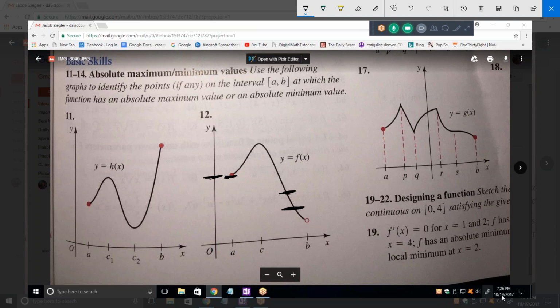Clearly, this value here is less than this one. Yeah. But it's not an absolute minimum. I don't know what number I would put on that. It's impossible to put a number on that. That C is definitely an absolute maximum. Yeah, that's pretty obvious. Okay.